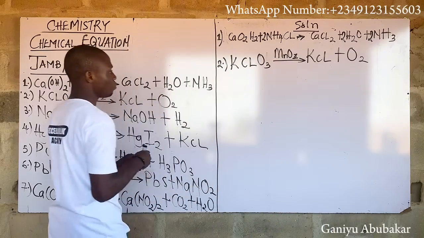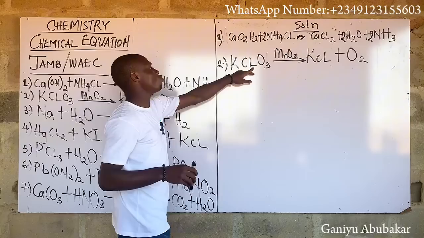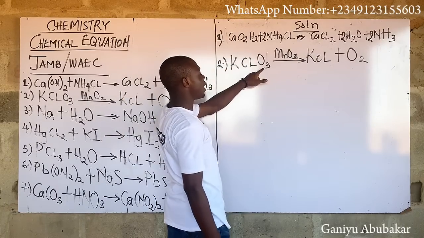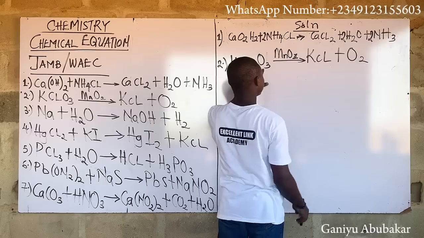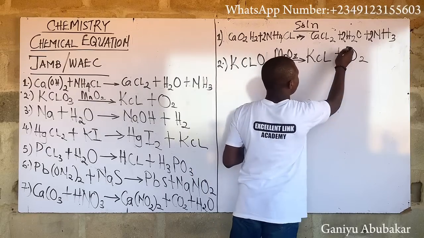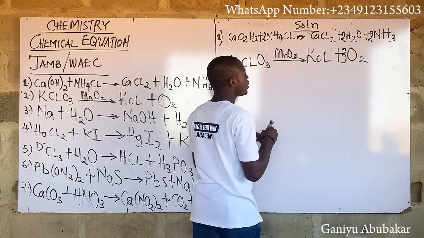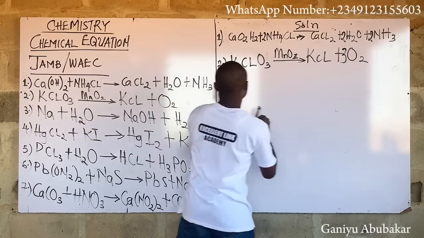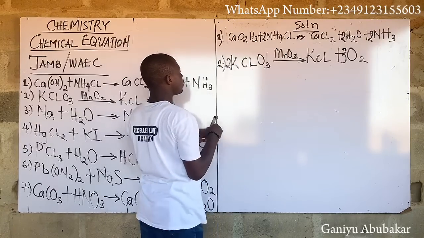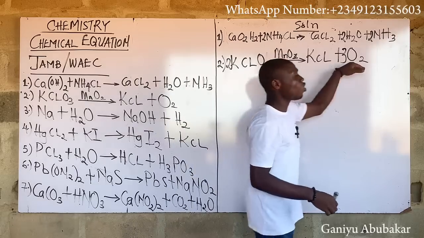Let's balance this, please. Potassium is 1, 1 balanced. Chlorine is 1, 1 balanced. But mind you, oxygen is 3 here. Oxygen is 2 here. So the task now is that if I put 3 here, oxygen here becomes 6. So I'll come ahead here and put 2 here. This is 2 times 3 is 6 oxygen. Oxygen is balanced.